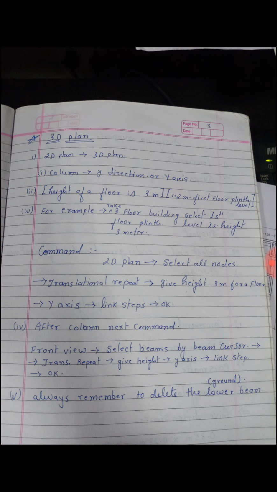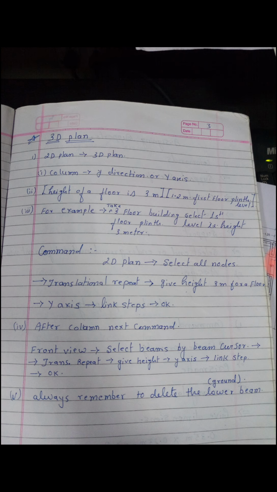And first point, 2D plane to 3D plane. First column in y direction or y axis. The second point, height of a floor is 3 meter, 1.2 for first floor plinth level. Third, for example, take a 3-floor building, select first floor plinth level, height 3 meter. Command: 2D plan, select all nodes, go to translation repeat, and give height 3 meter for a floor, y axis link steps. Okay, your plan is ready.